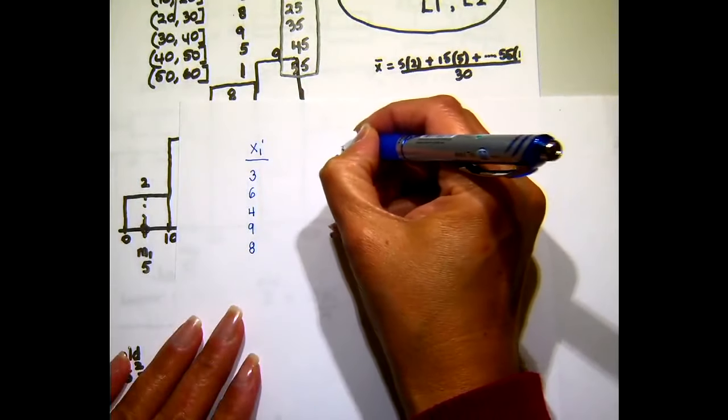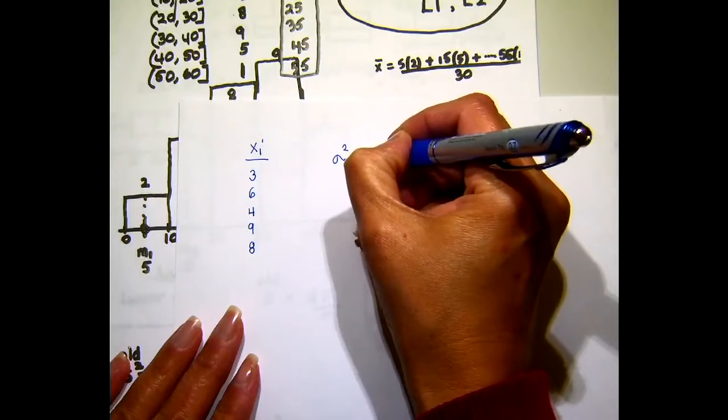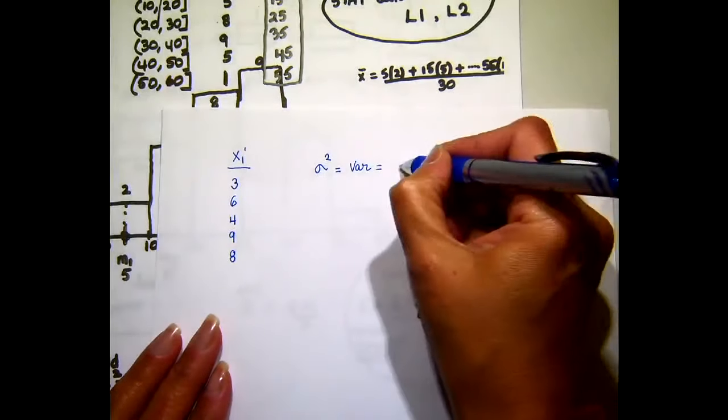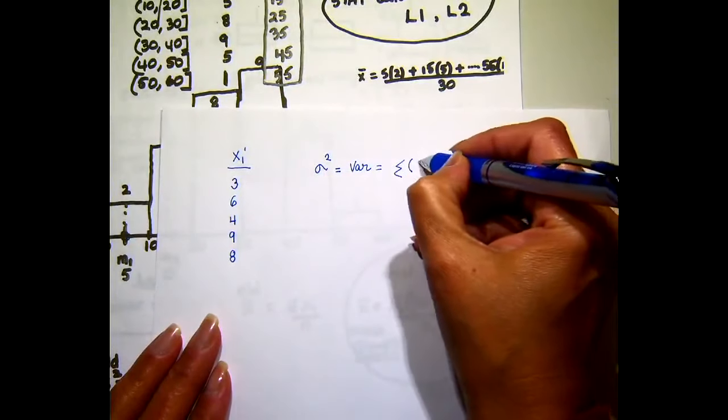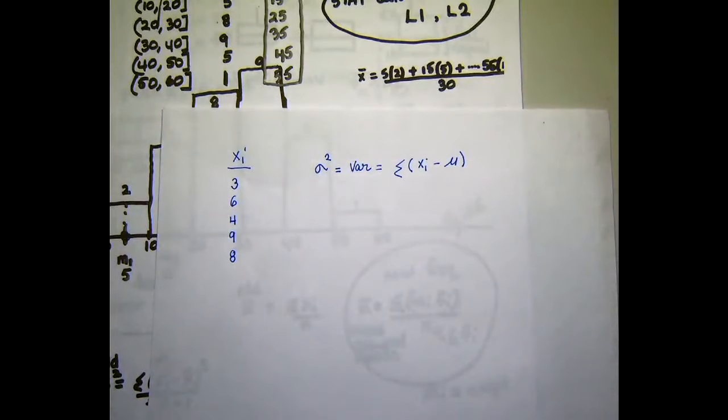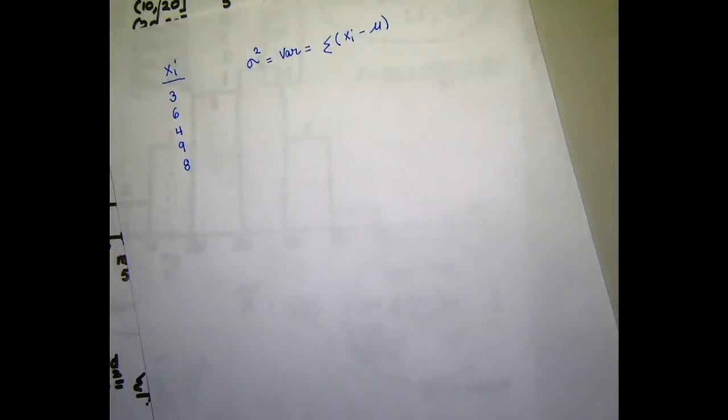So if this were a population and I were looking for variance, the formula that I would use is summation xi minus mu squared.